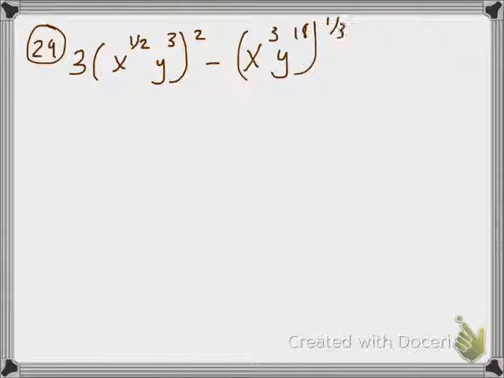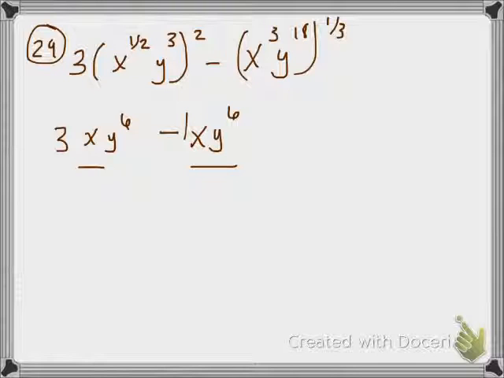Now 29, the problem is there's something outside, a 2 and a 1/3, so that needs to be distributed to everything inside. So the first one stays 3, 1/2 times 2 is just 1x, or x to the 1 power. 3 times 2 is y to the 6. Over here, 3 times 1/3 is just x. 18 times 1/3 is x to the 6, y to the 6. So if you look, it has the same thing right there. X, y to the 6, x, y to the 6. Don't forget, in front of this one, we have a 1. So what is 3 minus 1? Well, it's 2. X, y to the 6. So that right there would be my answer.